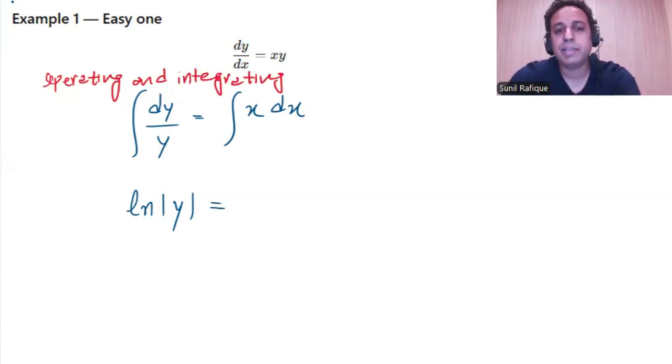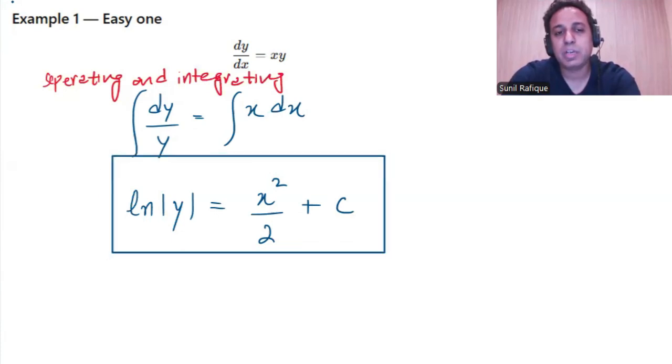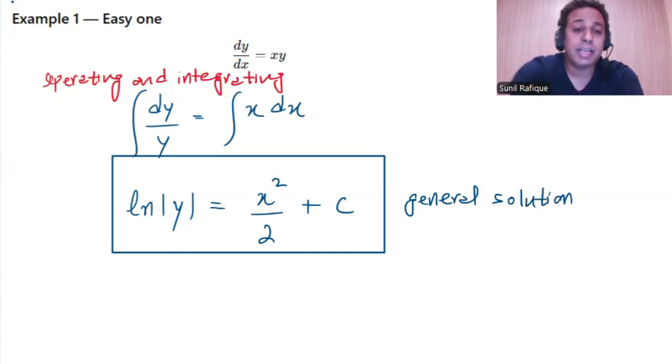Okay, how do you integrate x? That is x squared divided by 2, and put a plus c. Well, this over here is known as the general solution. So why do you call it a general solution? It represents a family of curves. It's not one specific function. So different c values will give you different solutions to the differential equation, right?